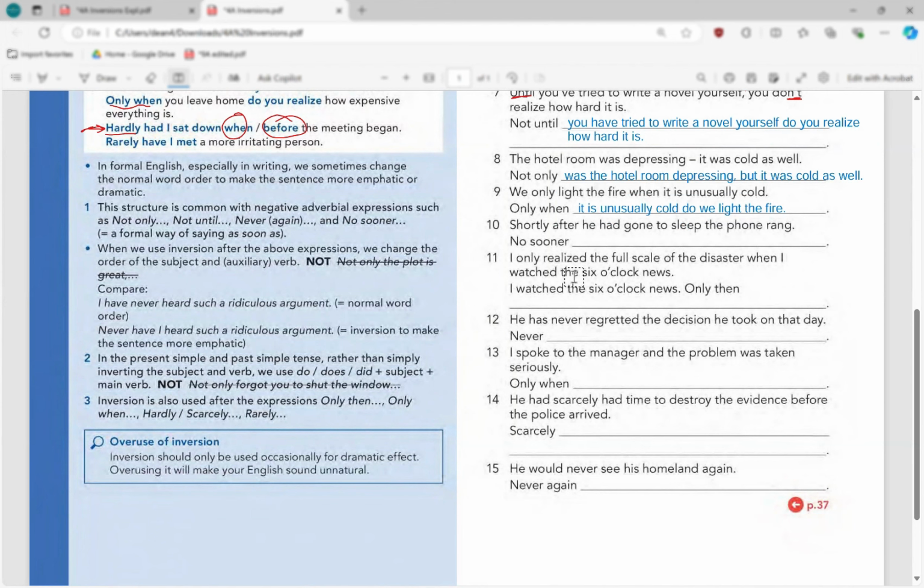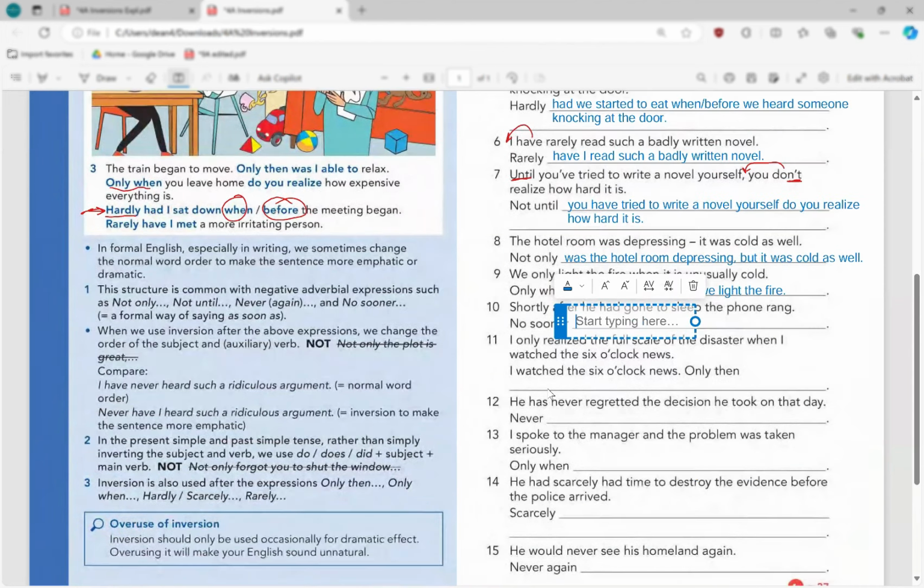Number 10: shortly after he had gone to sleep, the phone rang. He had gone is past perfect. So, no sooner had he gone to sleep. I'm inverting it. And if you remember, earlier I told you that when we say no sooner, then we use than. No sooner had he gone to sleep than the phone rang.